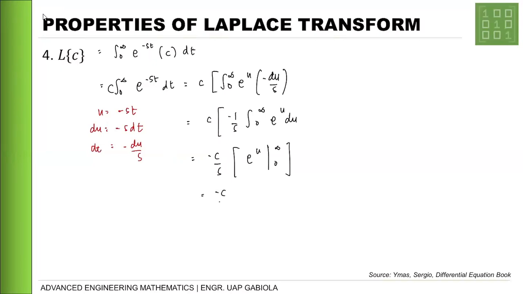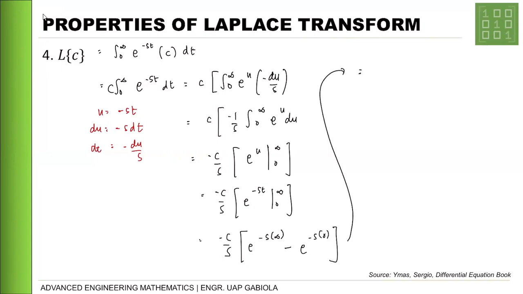Substitute natin u. So we have e raised to negative st, 0 to infinity, negative c over s. So we have e negative s times infinity minus e negative s times 0. Then simplify. We have negative c over s. Okay. So yung first one again is infinite. So this will be 0 minus 1. So we have c over s. Okay. And what can you see? This can be factored out as c times 1 over s.